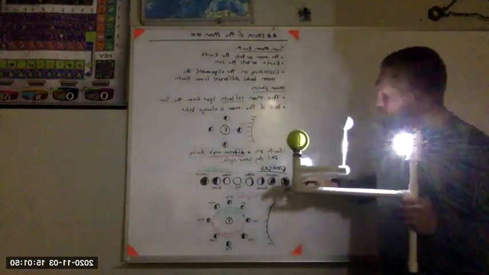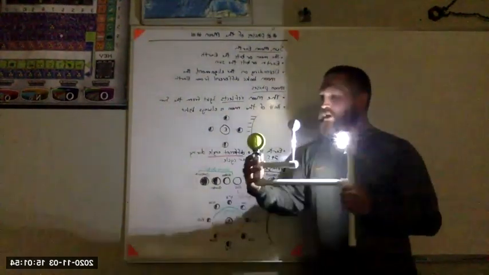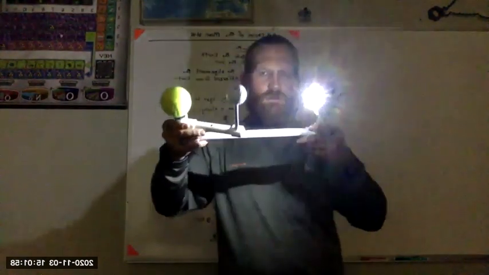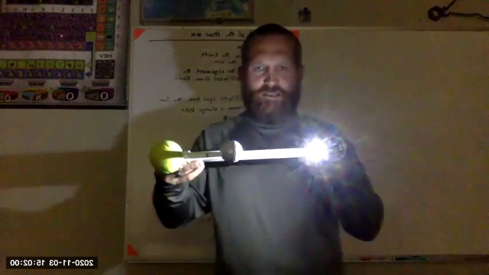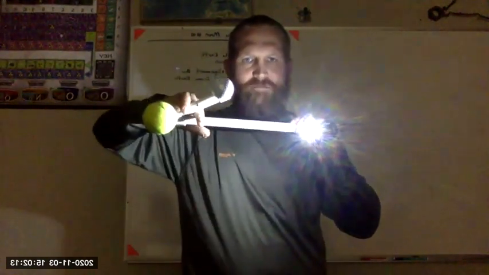So this right here is showing how the moon is always half lit up. I'm going to turn this toward you. From the top view, you can see that the moon is half illuminated. I'm going to try to hold this so you can see it. The moon has half light. So the moon always has light on half of it and half of it is dark.